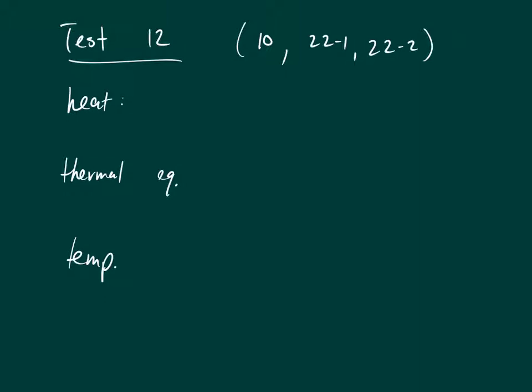Exactly. When the hot and cold balance each other out, or they eventually come to a state of equilibrium, it means they have the same temperature. Thermal equilibrium means two bodies have the same temperature. Is your body in thermal equilibrium with the room right now?